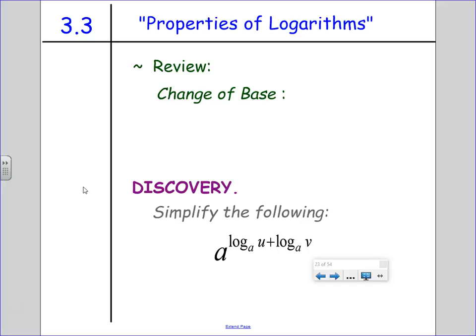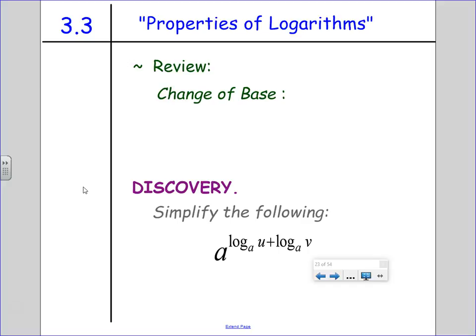But then there were other properties last year besides the change of base formula, the inverse property, and the one-to-one property. We're going to see them in just a second. They're the product property, the quotient property, and the power property. And we kind of saw one real quick at the end of yesterday. I said, hey, do you guys remember there's this property, the power comes down? And some of you were like, oh, yeah.